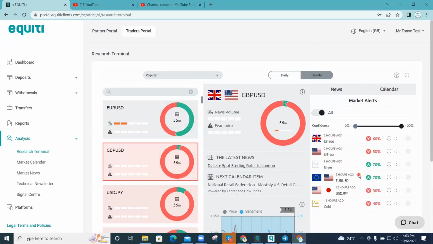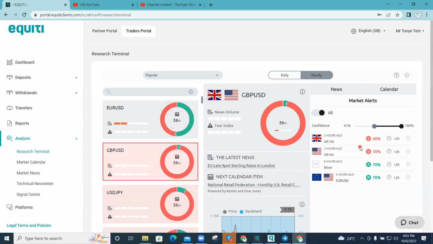So let's quickly see how these research terminal market alerts work. So first we have the confidence level. We can turn on the confidence level to whatever percentage of confidence that we want. So I want to see trades with 40% and above. I can turn it on to 40 or 41% to 100%. So it's going to filter out all of the signals and leave behind only the signals that have up to 40% confidence level and above.